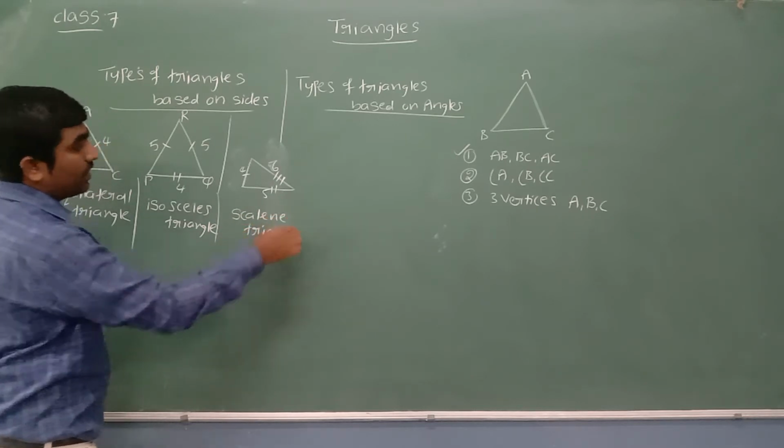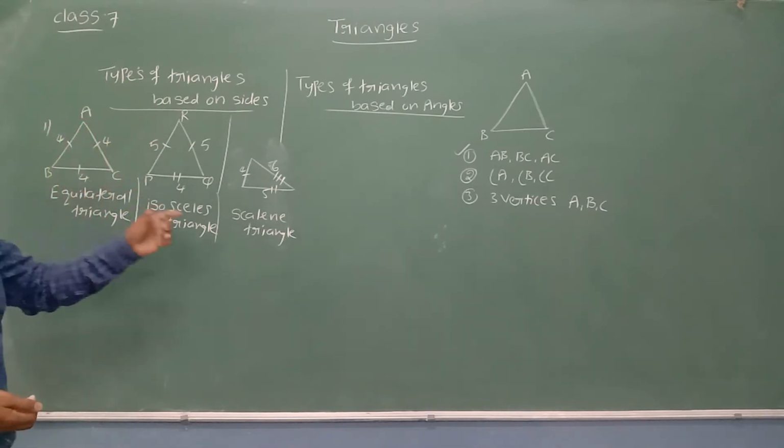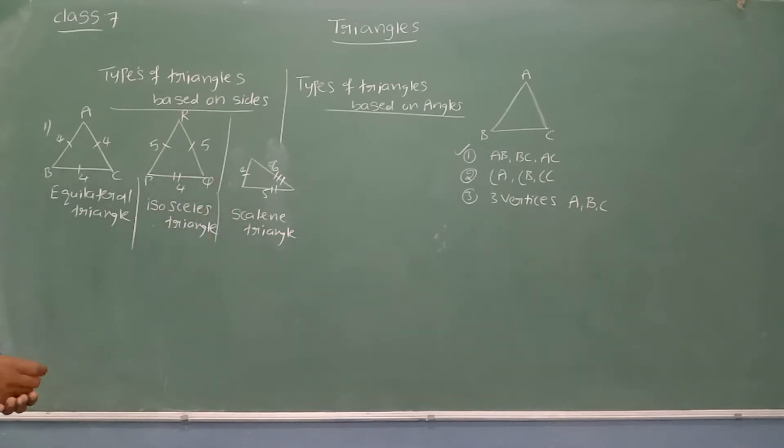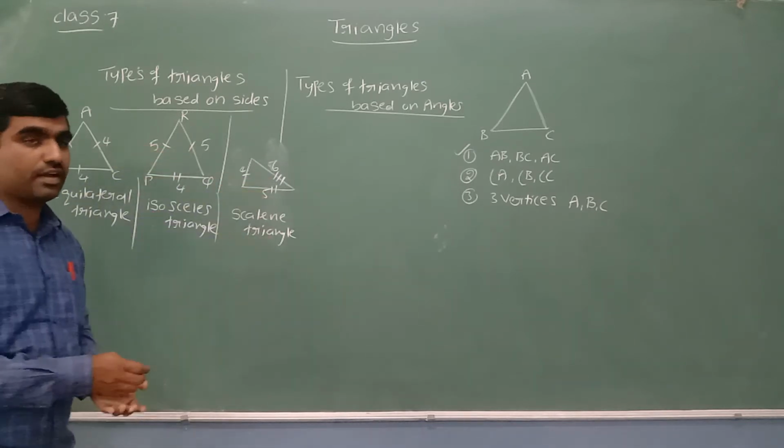This we know: types of triangle based on sides. There are only three possibilities. Either all three sides are equal, any two sides are equal, or all three sides are different. All three sides equal, equilateral, same sides. Any two equal, isosceles. All three different, scalene.